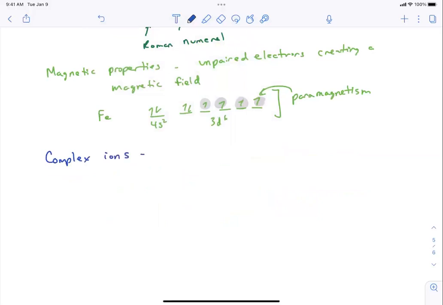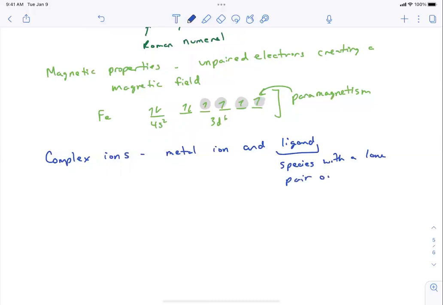Okay. Complex ion formation. That's another characteristic. A complex ion consists of a metal ion and a ligand. A ligand is a species with a lone pair of electrons. Sounds familiar? It should. That's the same idea as with a nucleophile. A nucleophile is a ligand.